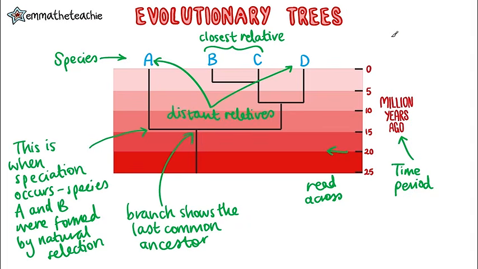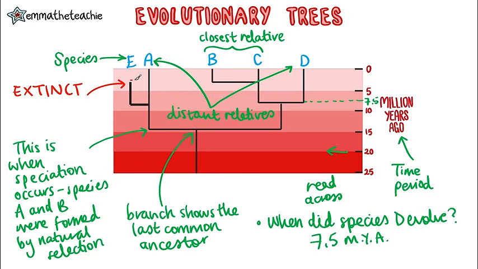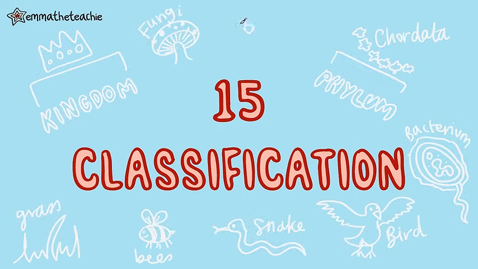You can be asked to collect data from evolutionary trees. For example, when did species D evolve? Just find the species on the diagram, read down until the branch splits, and across, and you'll get your answer. And species D was about 7.5 million years ago. If there is a species whose line doesn't reach up to the top, or to the 0 million years mark, like species E, then this shows us that that species went extinct. In the case of species E, we can read across and work out that it went extinct 2.5 million years ago.